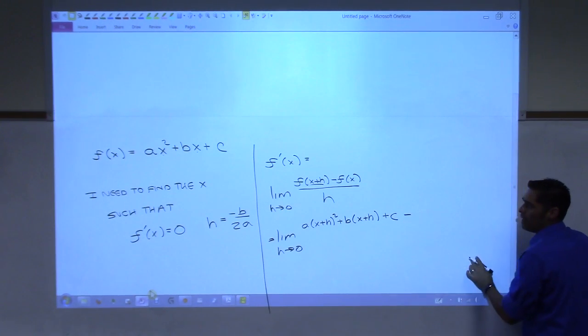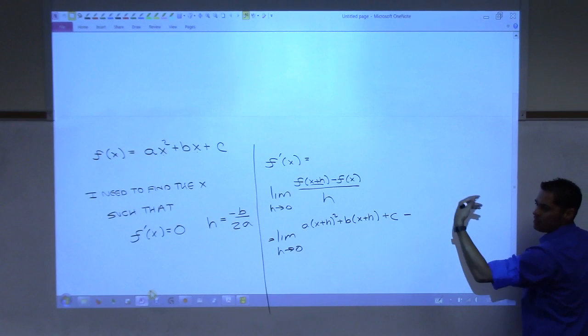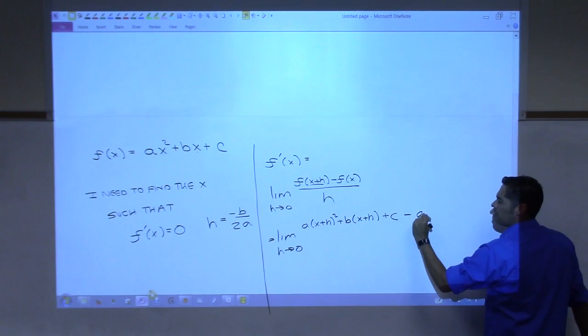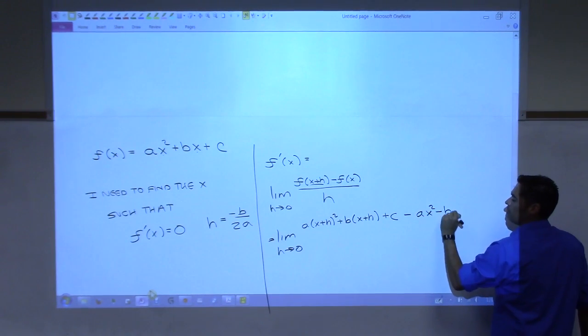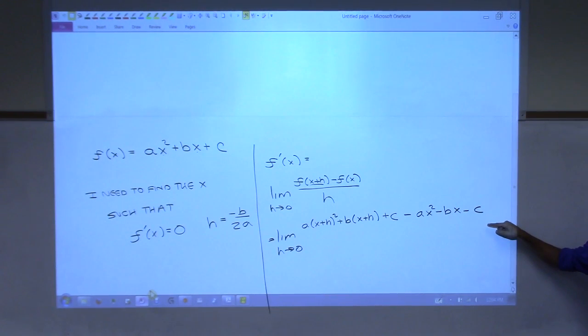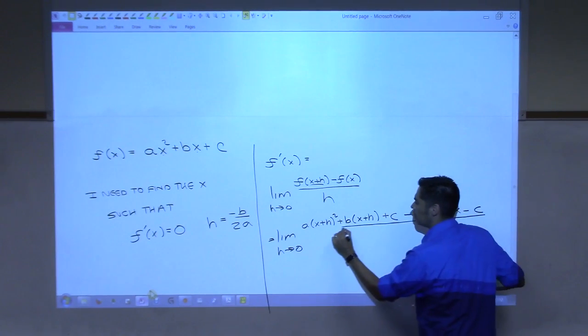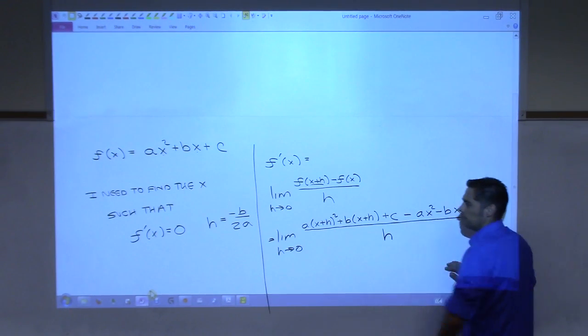Minus, what am I going to subtract? f of x, which is that function up there. So I subtract each term. I'm not going to write the parentheses. I'm actually going to distribute right now as I write it. That would be the minus distributed, right? All this over h.